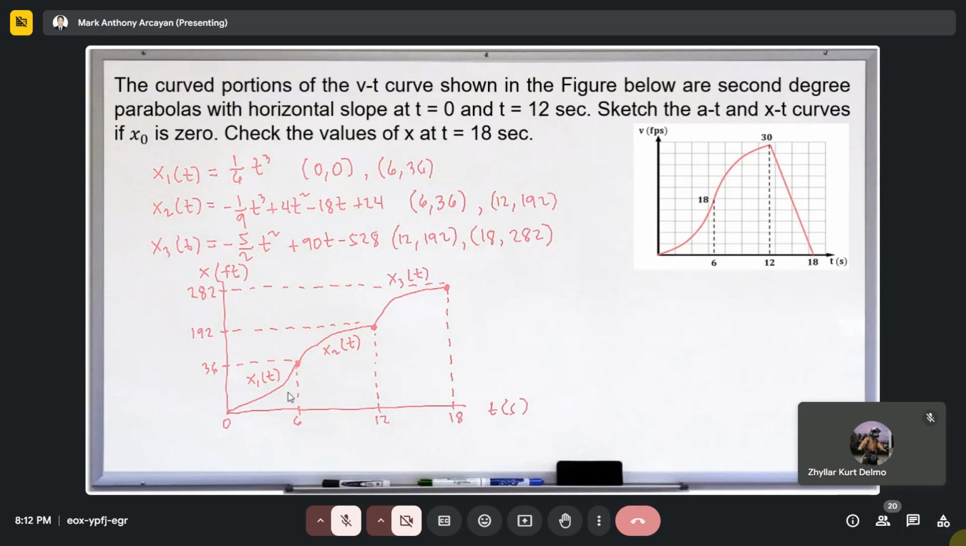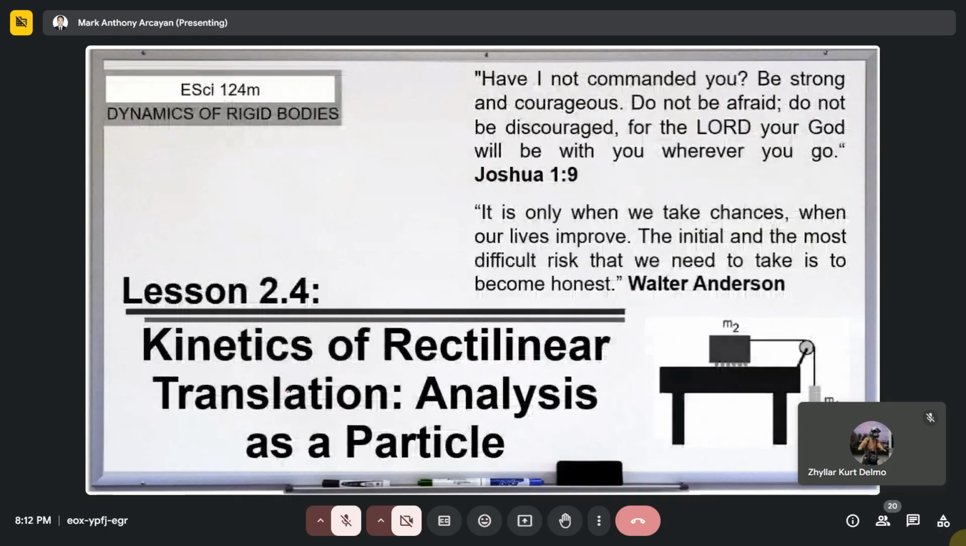Okay, hearing none, then let's proceed to the next topic, which is about the kinetics of rectilinear translation. We'll start with particles, then the last lesson for this one is for rigid bodies. Kinetics. Let's review the lesson from module one.